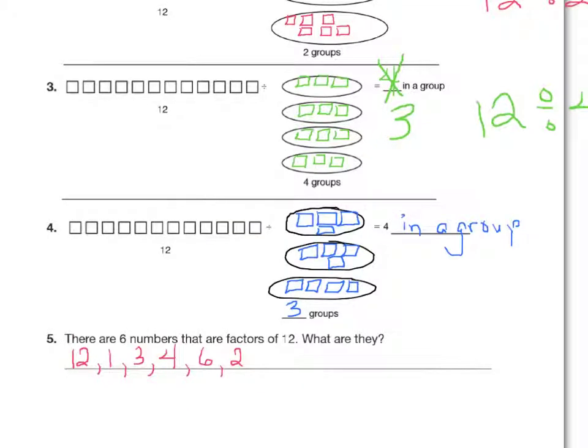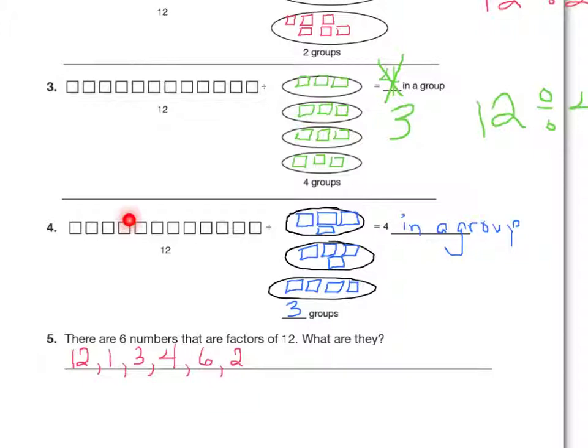And finally, we'll finish off with our last 2 questions on this page. We have 12 once again, and they gave us the total number that should be in each group. There should be 4 in each group. So that tells me that there has to be 3 groups, because 4 times 3 would give me 12. 3 groups with 4 in each would give me 12 total squares. So 4 in a group.